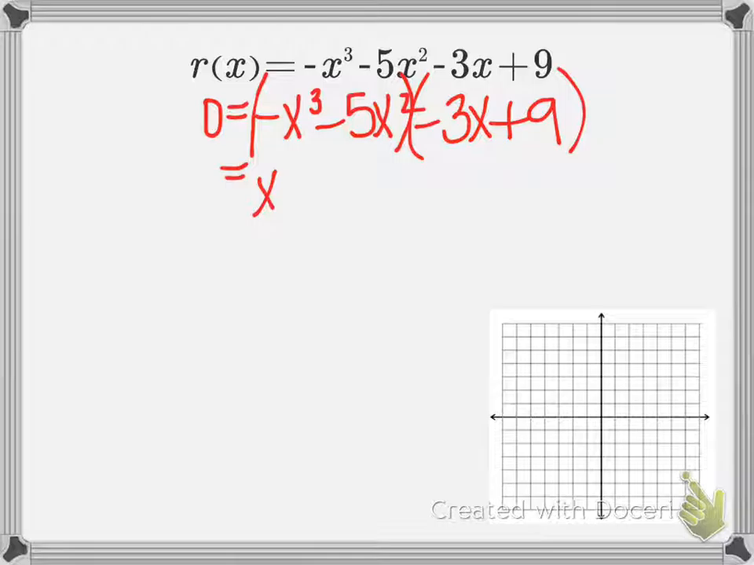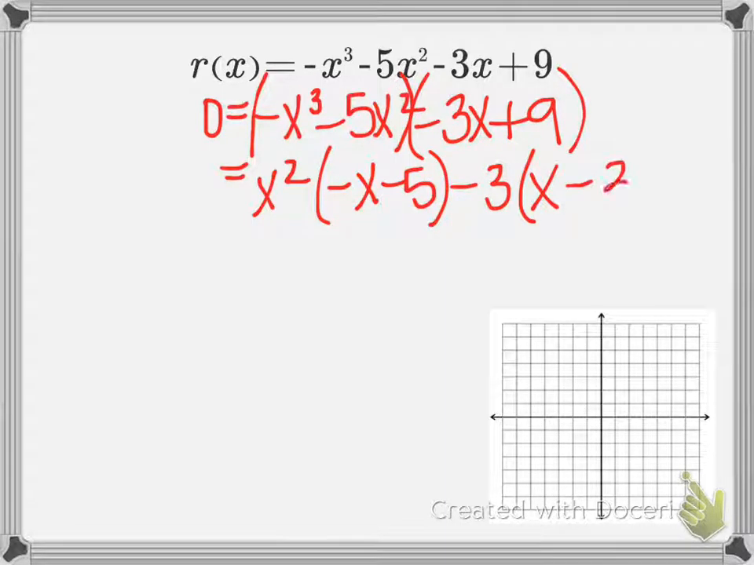If you factored out an x squared, you'd have -x minus 5. And over here, you'd probably be factoring out a -3, and I'd be left with x minus 3. So you can see, if you've gotten this far, these binomials do not match. They're really not even close. So that means factoring by grouping fails, so you cannot factor this in its present form.